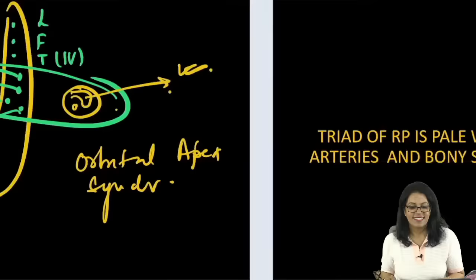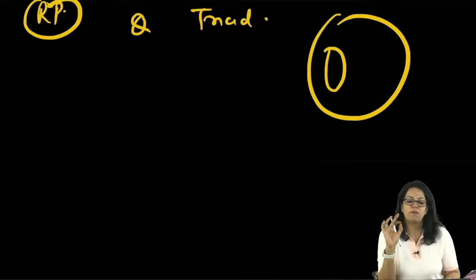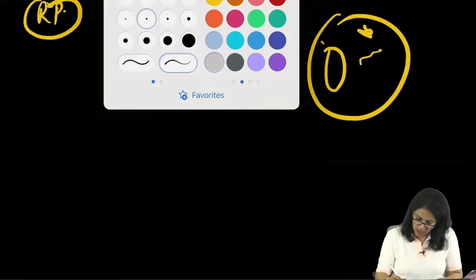Triad of RP is, this is a very important question: pale waxy disc, attenuated arteries, bony spicules. I think you all know that, isn't it? So we will learn a few more questions on retinitis pigmentosa. First asked was the triad, we have done that, that is pale waxy disc. What type of atrophy we learned? It's a consecutive optic atrophy. So pale waxy disc, attenuated arteries and bony spicules. So the spicules are pigmentary disturbance in the form of bony spicules. You know this. What is the next question?